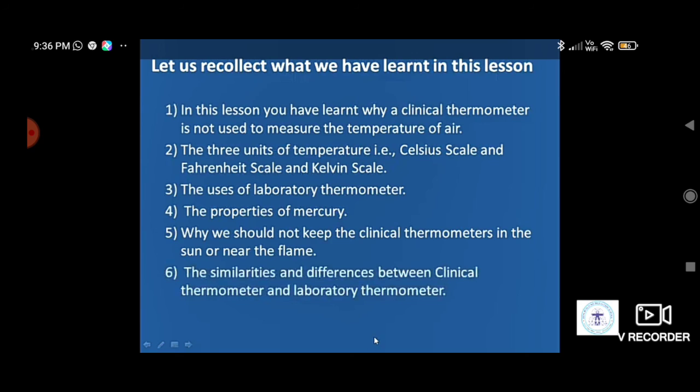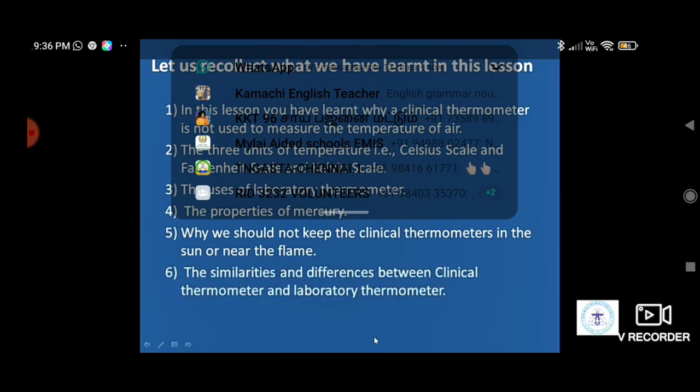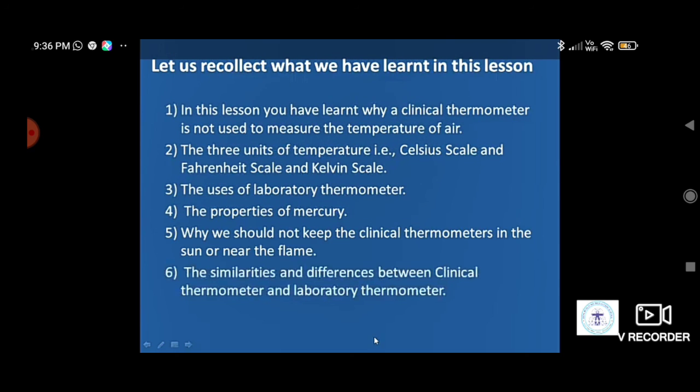Let us recollect what we have learned in this lesson. In this lesson, you have learned why a clinical thermometer is not used to measure the temperature of air, the three units of temperature, Celsius, the uses of the laboratory thermometer, the properties of mercury, why we should not keep the clinical thermometer in the sun or near a flame, and the similarities and differences between the clinical thermometer and the laboratory thermometer.